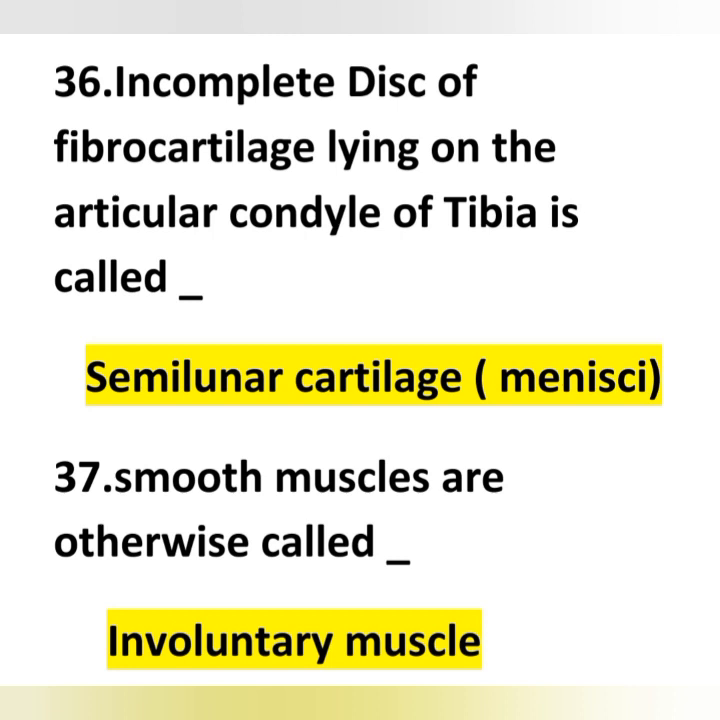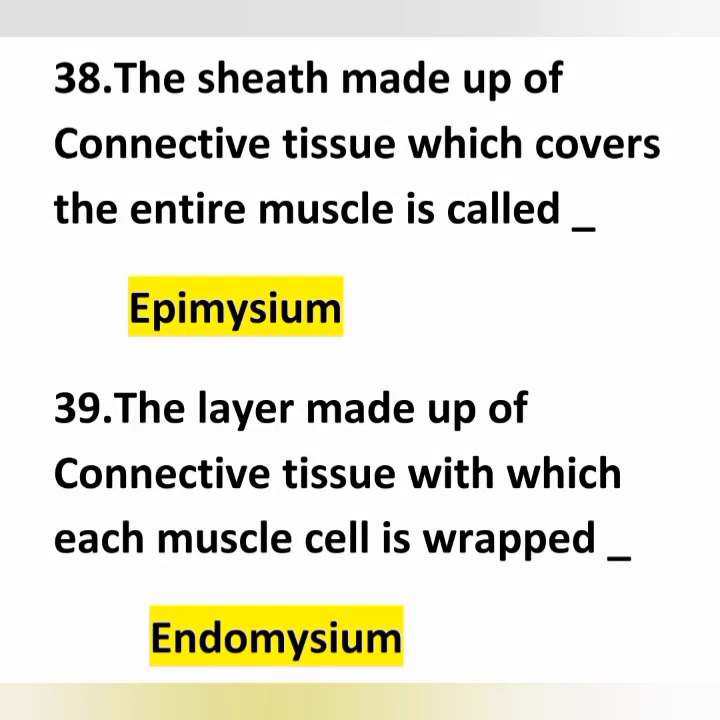And the next point, smooth muscles are otherwise called involuntary muscles. Smooth muscles are involuntary muscles. And the next point, the sheath made up of connective tissue which covers the entire muscle. That is, the connective tissue covering the entire muscle is called the epimysium, and the layer of connective tissue with which each muscle is wrapped. That is, each muscle fiber is covered by endomysium and the whole muscle is covered by the epimysium.